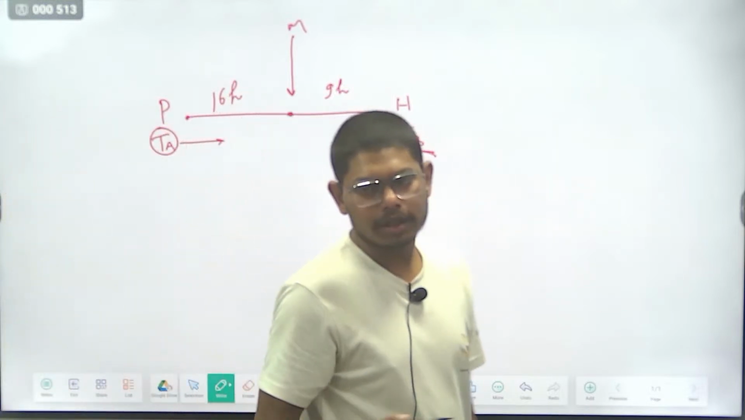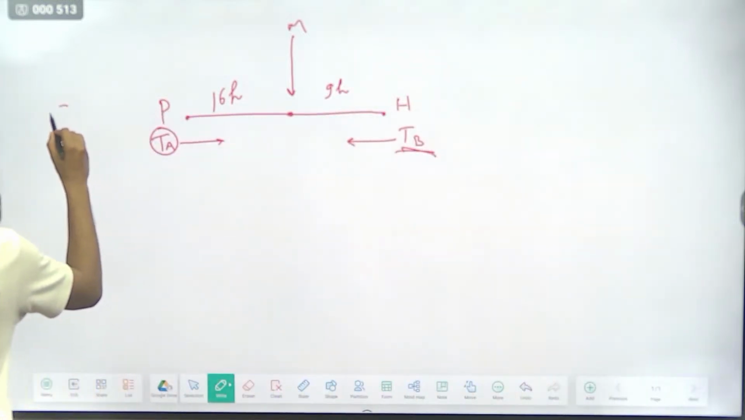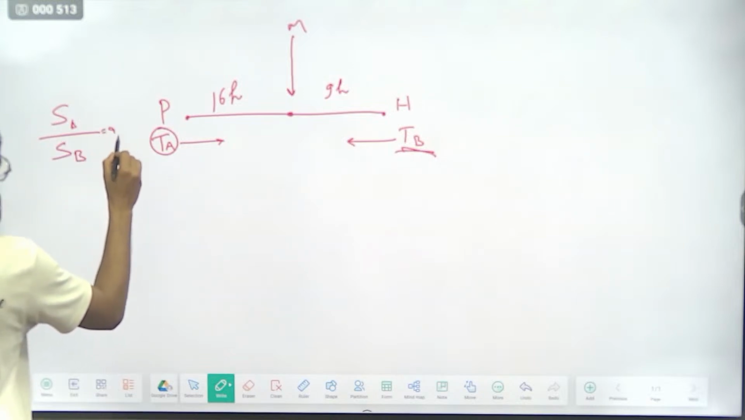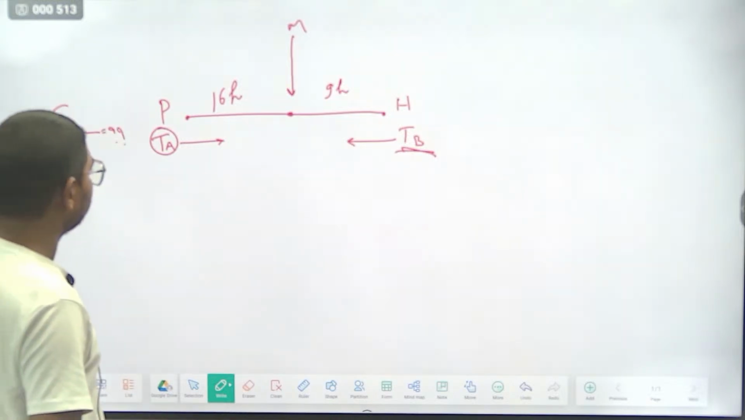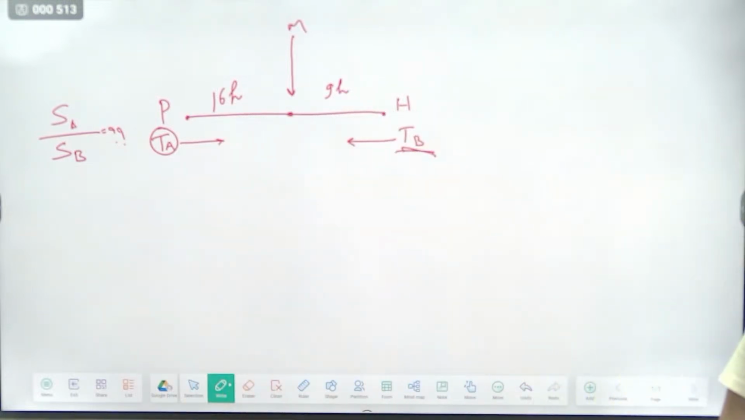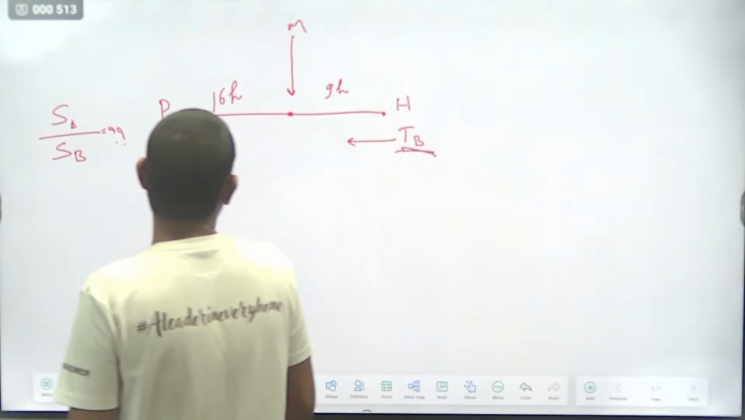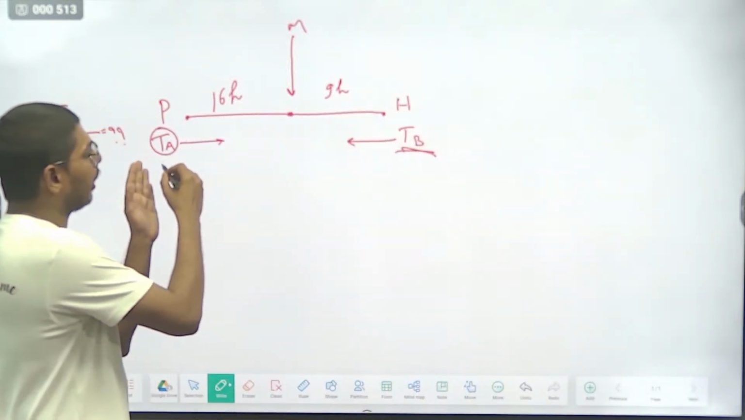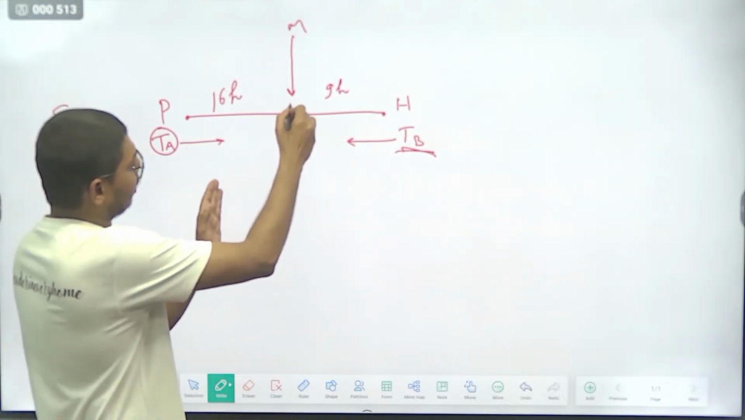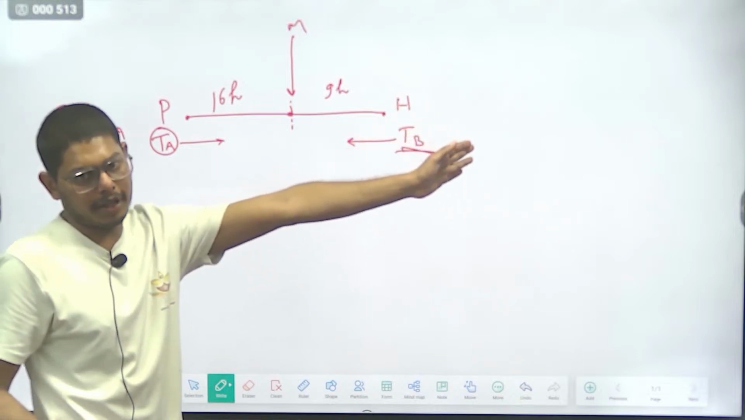So what is the ratio of train A versus train B? Speed of A divided by speed of B is equal to what? 16 is to 9. Sure. Why? This train A, after meeting at this point M, takes 9 hours to reach the point H.